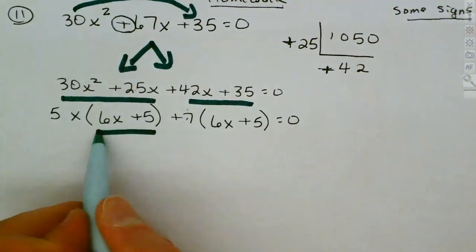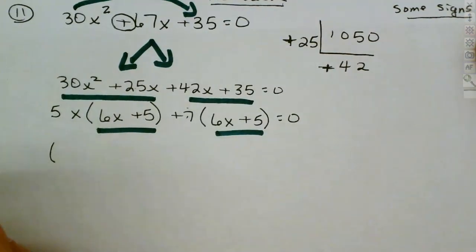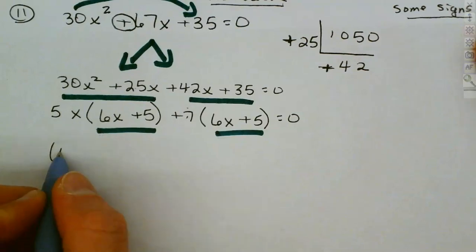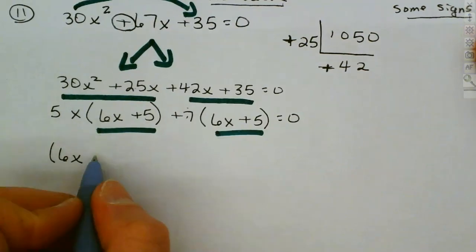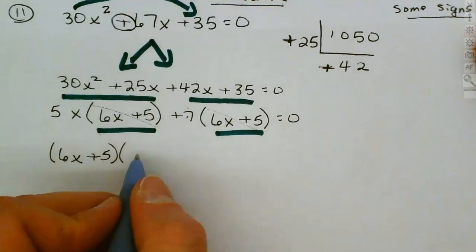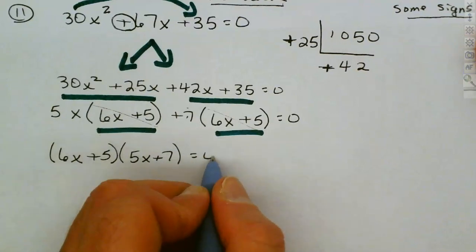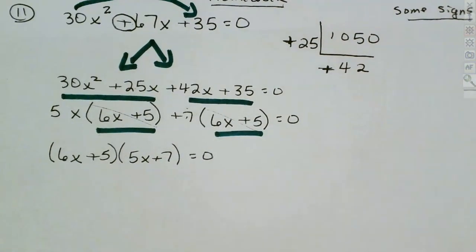Now, how do I know that I'm on the right track? These had better be the same. Are these groupings exactly the same? Yes. If they are exactly the same, then we can factor it out. If they are different, we made a mistake. So that is then 6x plus 5. And what's left over? 5x plus 7. Now it's been factored, and now you can solve it.